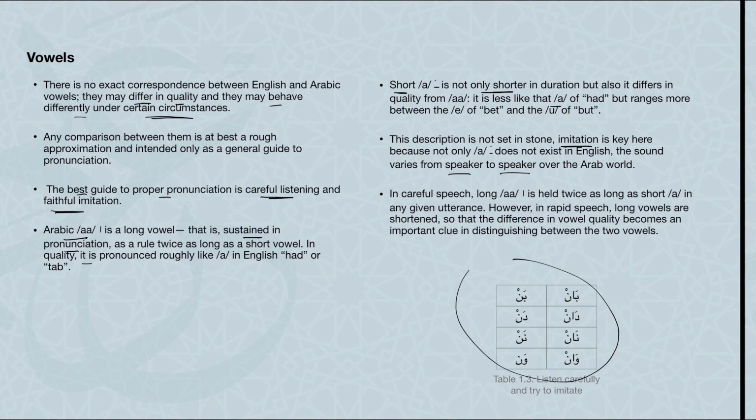And maybe later on we'll show you how this, even with natives, can prove a problem, especially when they're transcribing something they've heard into writing. They would write a long vowel as a short one, or a short vowel as a long one.